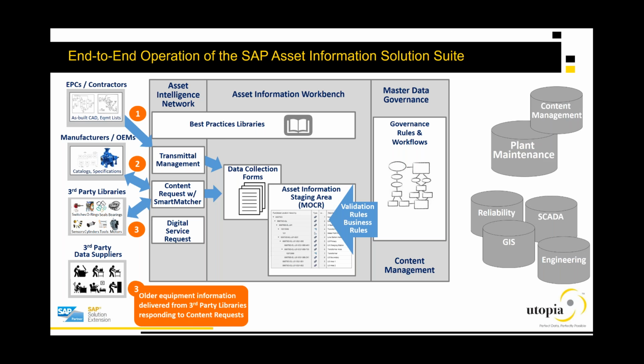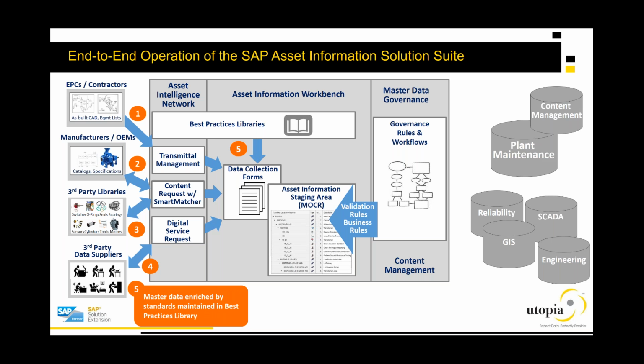You can also have third-party libraries where other people like vendors and distributors are providing information around equipment that was provided and got installed in your plant. So this can also go through the Asset Intelligence Network. You can also have other third-party data suppliers that provide information that has been collected about equipment. So providers that provide best practices maintenance plans, for instance, best practices task lists. These can also all end up in the same place, which will go through the Asset Intelligence Network and get into the Asset Information Workbench.